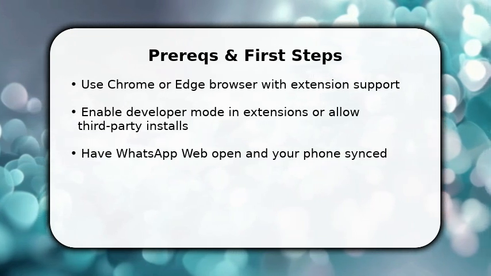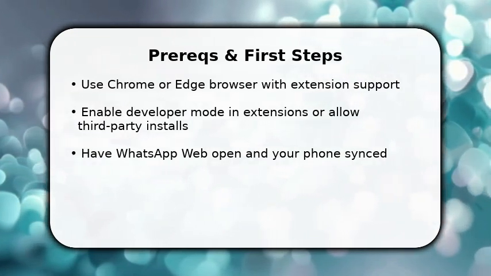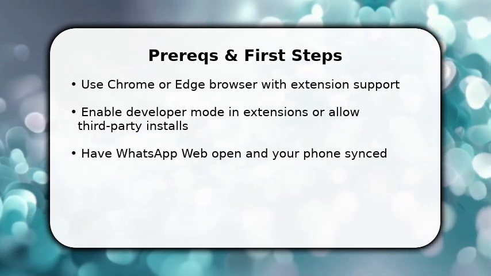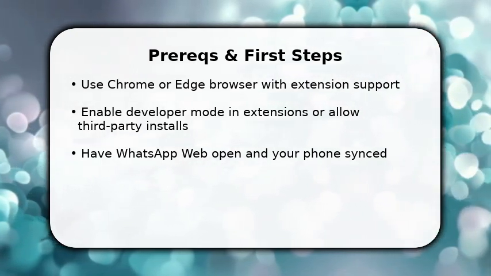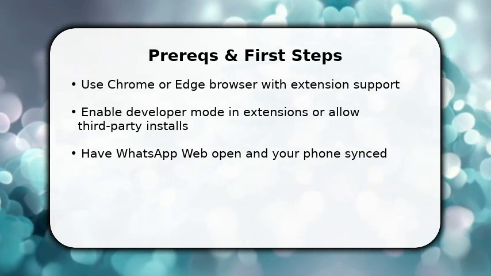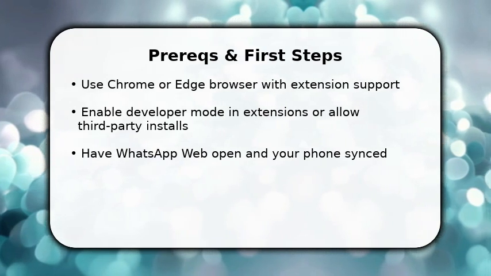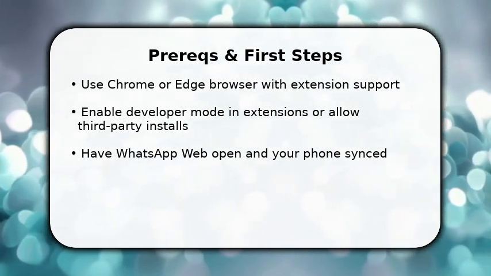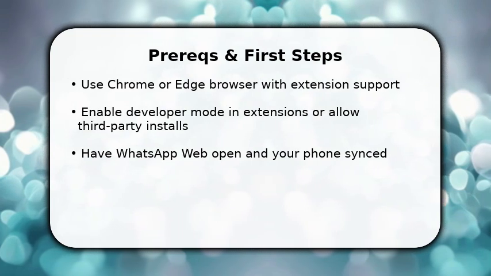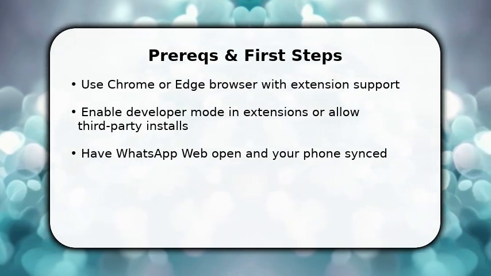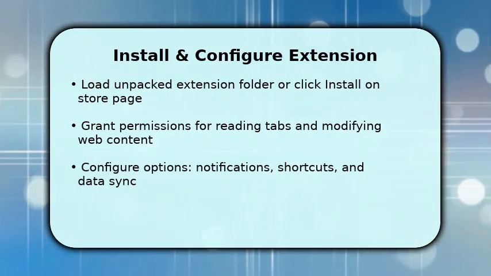Once done, download the extension package or locate it in the store. Keep the file accessible. You do this because browser policies block unsigned code by default. So enabling developer options temporarily gives you the control to install and test the new WhatsApp Web extension safely and quickly. You now install and configure the extension.